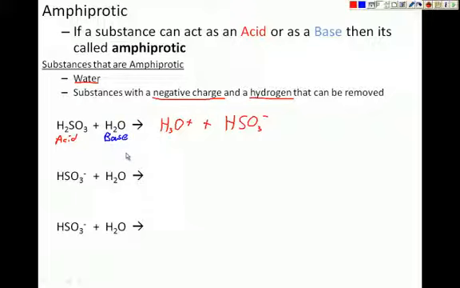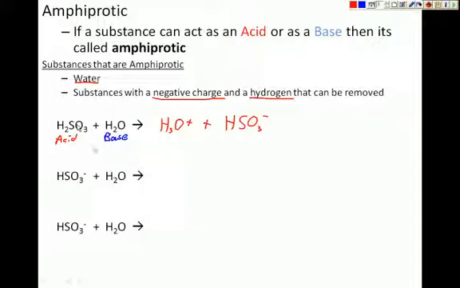Okay. Now, is H2SO3 amphiprotic? And the answer is no. No, H2SO3 is not amphiprotic. H2SO3 is not amphiprotic because, one, it is not water. It also doesn't have a negative charge. So it has no negative charge, so it's not amphiprotic.